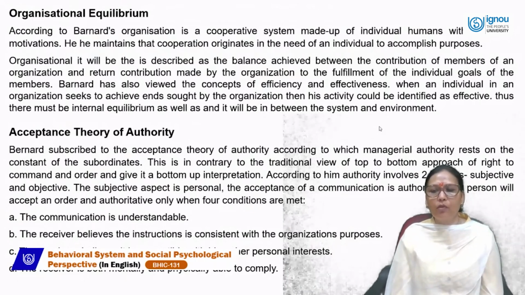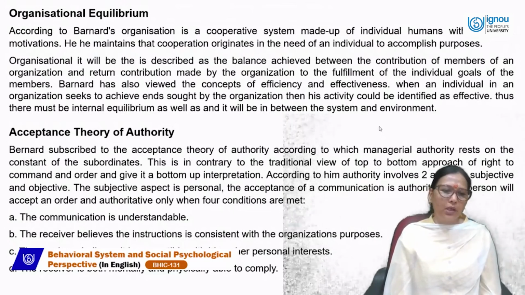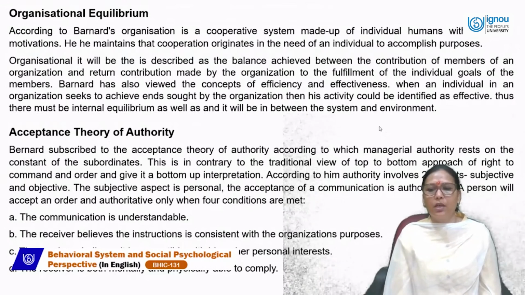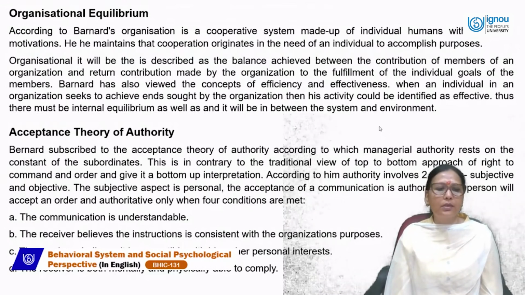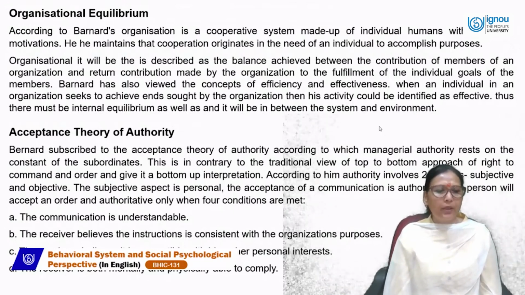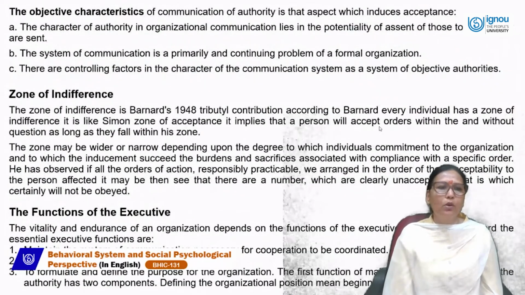According to him, authority involves two aspects, subjective and objective. The subjective aspect is personal. The acceptance of a communication is authoritative. A person will accept an order as authoritative only when four conditions are met. One, the communication is understandable. Two, the receiver believes the instruction is consistent with the organizational purpose. Three, the receiver believes it is compatible with his or her personal interest. Four, the receiver is both mentally and physically able to comply.